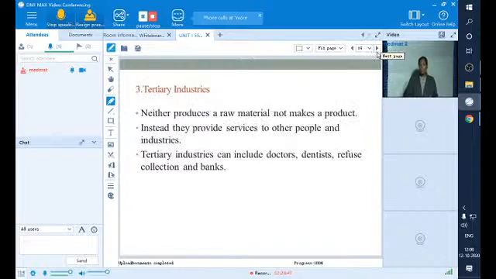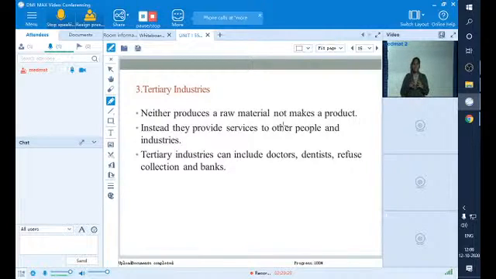And now, third one, we are entering into the tertiary industry. Now I have extracted my raw material, I have converted my raw material in the secondary industry, and after converting I am entering into the tertiary industry. Tertiary industry means they neither produce a raw material nor make a product. Instead, they will provide the service to other people and industry. Here the tertiary industry will take the completed product, or they will provide the service from one place to another place, or to another businessman or customer. So this is the tertiary industry.